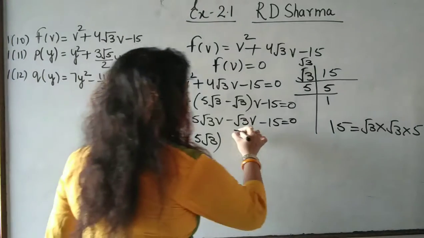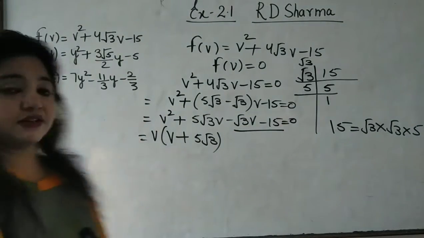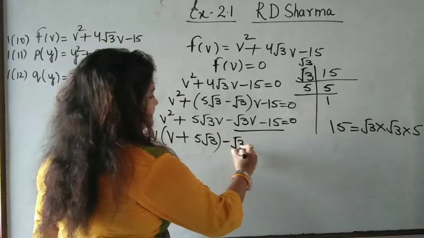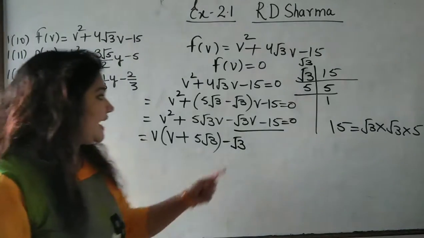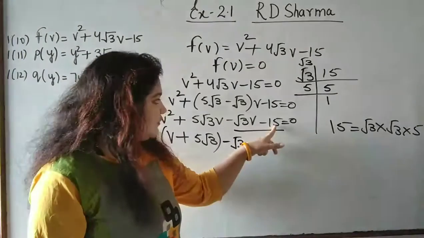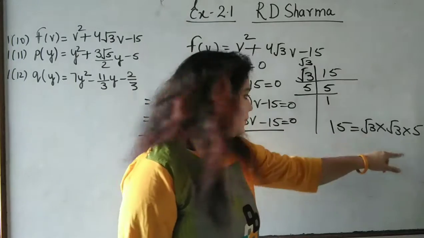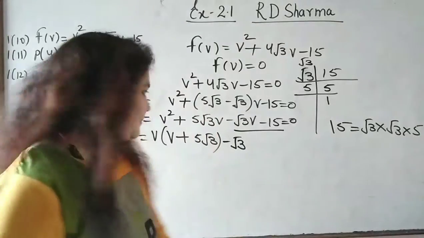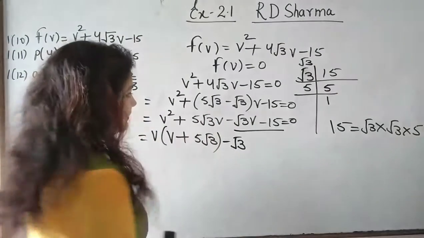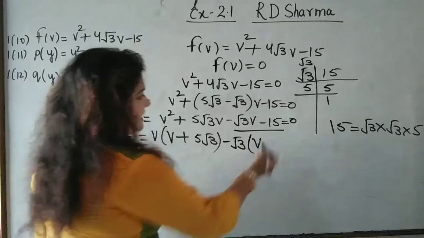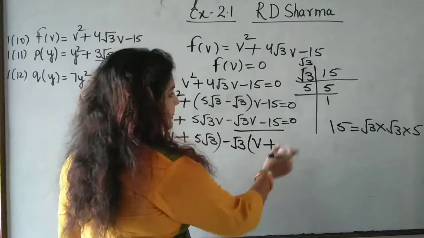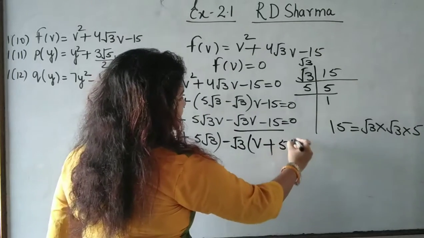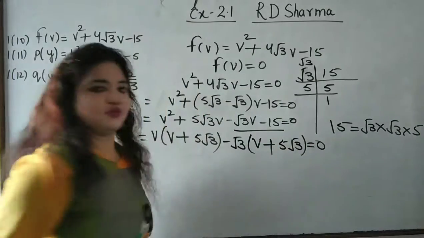Now what about these other two terms? Minus root 3 is common. Why? Here is root 3, and 15 is equal to root 3 into 5 root 3, so in 15 root 3 is also there. That's why we have taken it common. So here what is left? v is left. After that, plus, and from 15 we have taken root 3 common, so what is left is 5 root 3 is equal to 0.